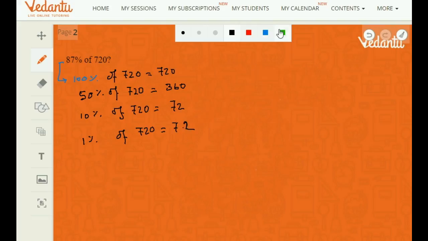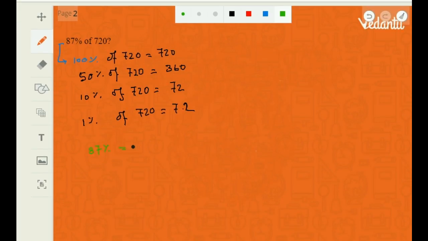Now what I need to do is split the 87%. I can split that 87% in so many ways. I can write 87% as 80% plus 7%. This is what I'm going to do. This 80% can be written as 50% plus 3 times 10%, which is overall 80%, and the 7% is 7 times 1%.